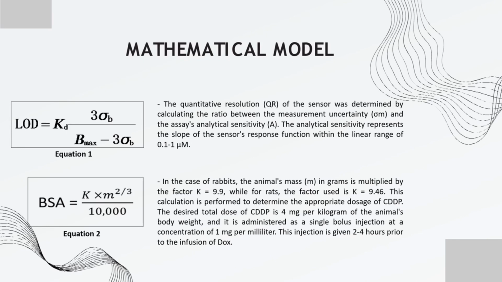For the second equation, in the case of rabbits, the animal mass in grams is multiplied by the factor K equal to 9.9, while for rats, the factor used is K equal to 9.46. This calculation is performed to determine the appropriate dosage of CDDP.